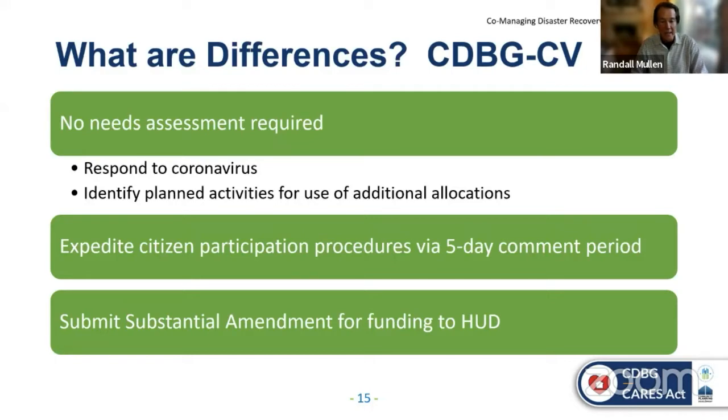In its action plan, a grantee simply identifies planned activities for use of grant allocations, follows an expedited public comment process, and then submits a substantial amendment to HUD. Subsequently, the grantee provides documentation which ties back to widespread impacts of the coronavirus, and as Stan explained, takes specific steps to prevent any duplication of benefits from related financial assistance.